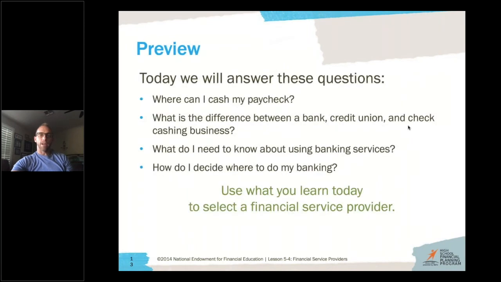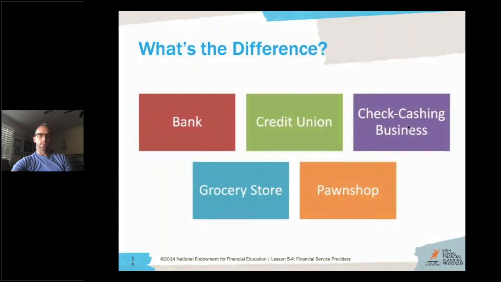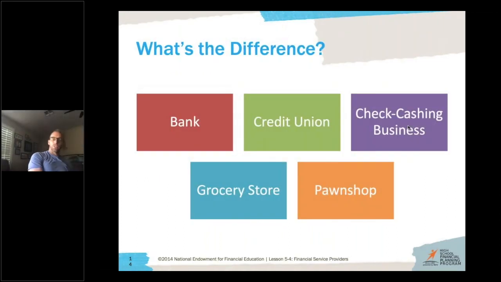What are different types of financial service providers? If you get a paycheck, where can you cash it? We'll talk about a few of these things here. The main financial institutions that you'll deal with are the bank, self-explanatory. You've all heard of banks. Wells Fargo, Bank of America, Chase Bank, some of the bigger ones. They're a for-profit company. They're a private business that's in it to make money. They're usually all over the place.